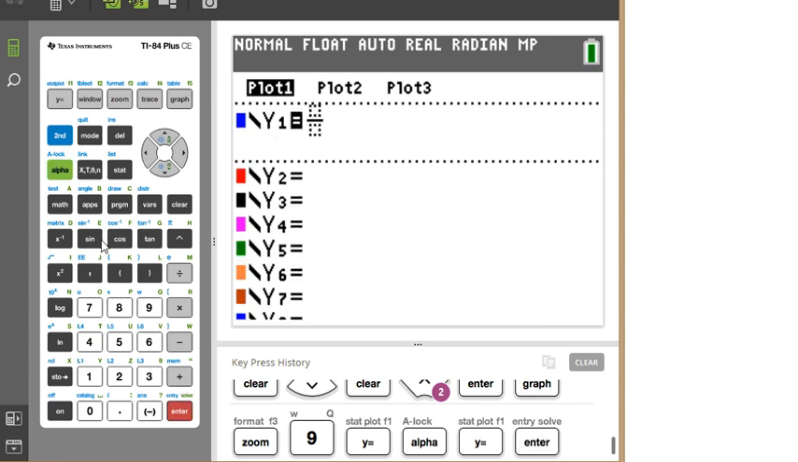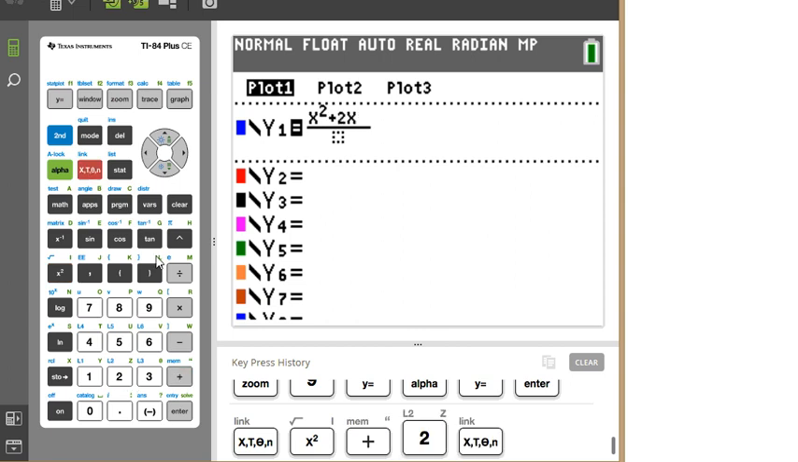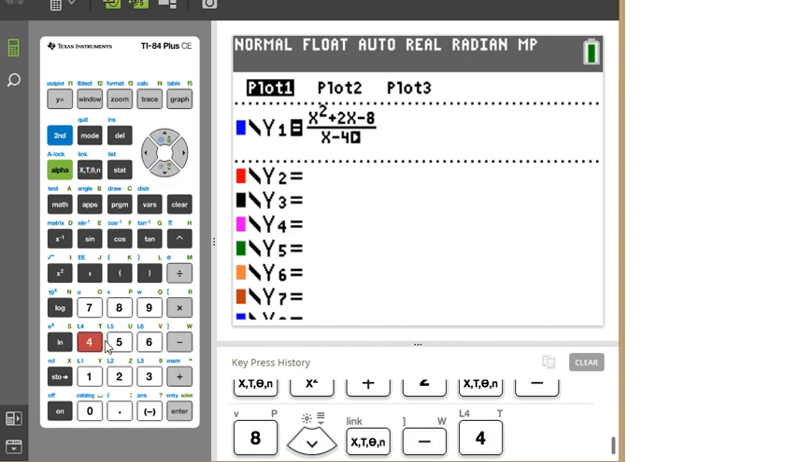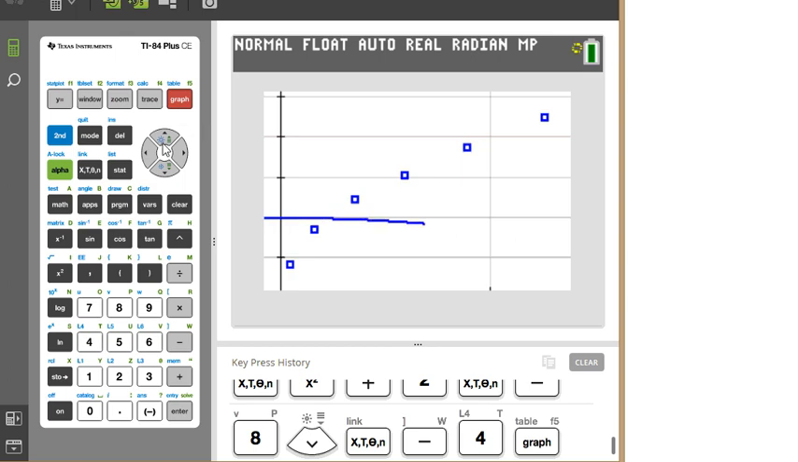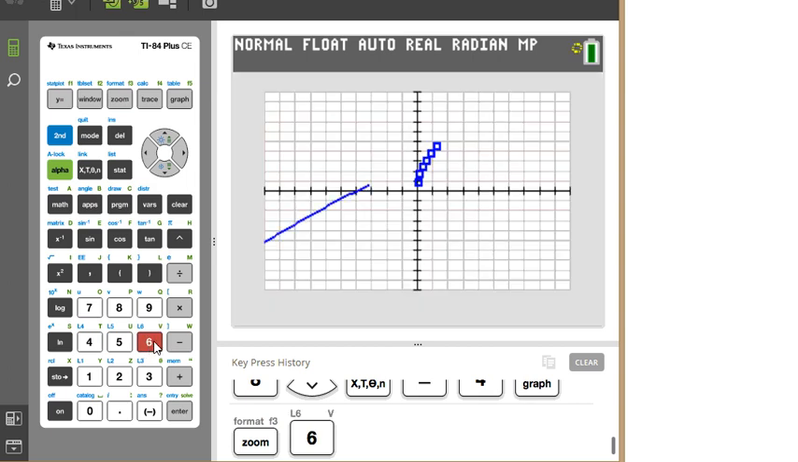Let's see. We'll do x squared, and we're going to factor it: x squared plus 2x minus 8, all over, I'm going to do choice A, I'm going to put x minus 4. Okay, so, oops, kind of off. I'm going to go to zoom 6 for zoom standard. Okay, well, we don't really see it here.